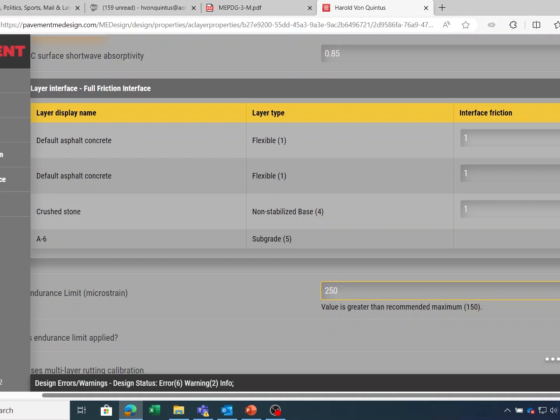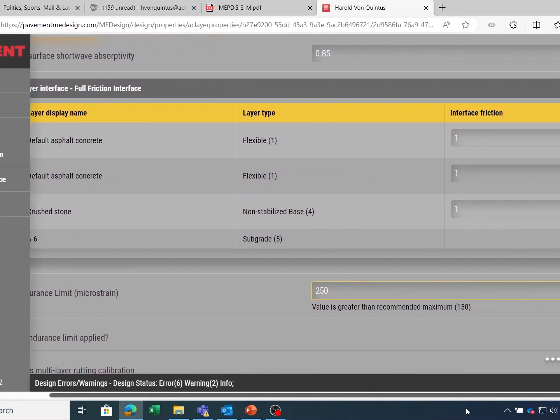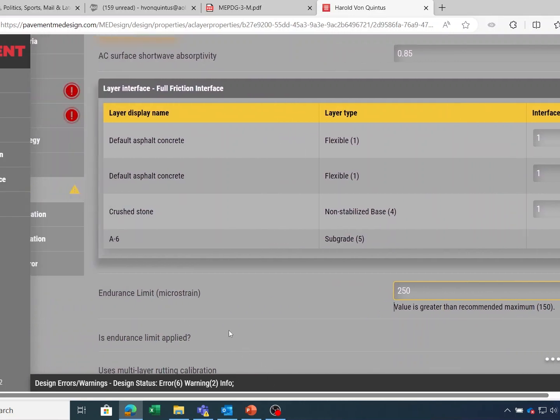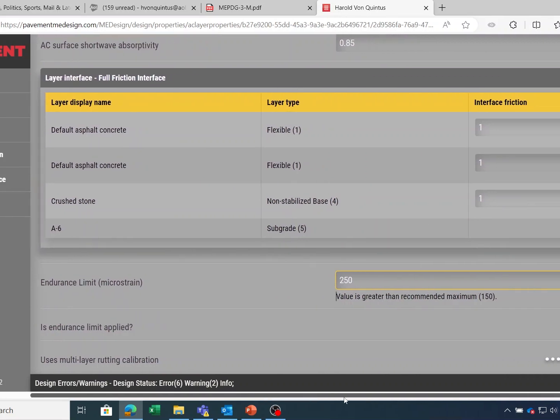So the endurance limit, if it was used in calibration, then it can be used in design. If the endurance limit was not used in calibration, then it should not be used in design. Typically, for the global calibration, the endurance limit was not used, and so it should not be used in design. The other item that applies is what's called the multi-layer rutting calibration.